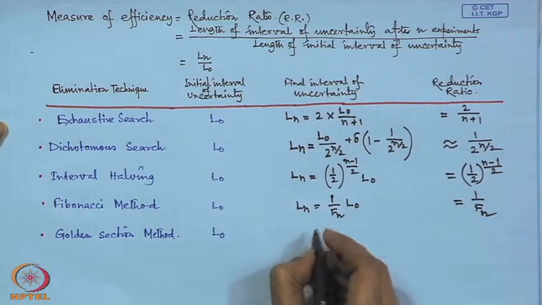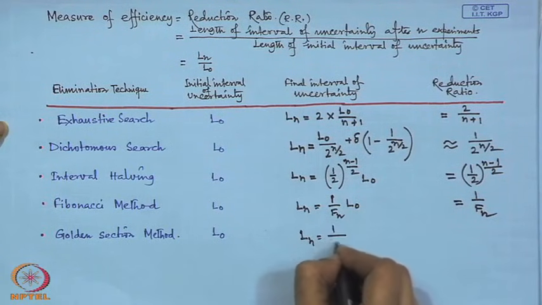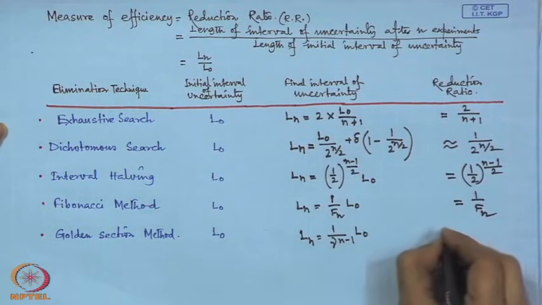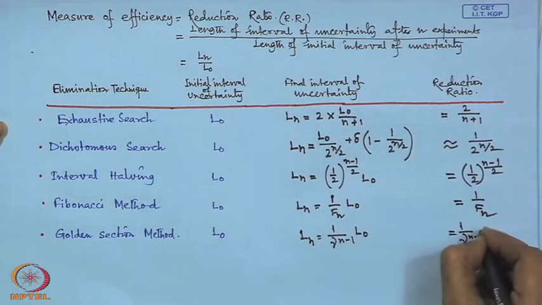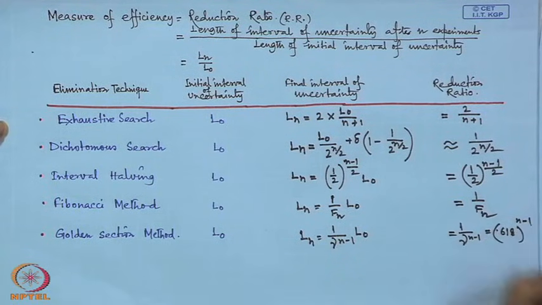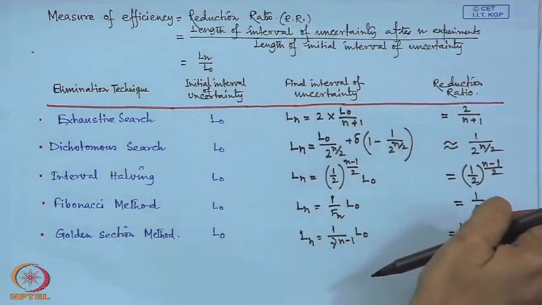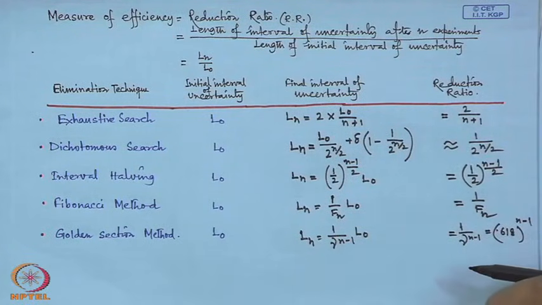What about golden section method? Just now we have seen that in the golden section method Ln can be calculated as 1 by gamma to the power n minus 1 L0. That is why we can say this is equal to 1 by gamma to the power n minus 1, rather this is equal to 0.618 to the power n minus 1. This is, at a glance, the different reduction ratios of the different searching techniques. Let us move to the specific values of these reduction ratios for different cases.